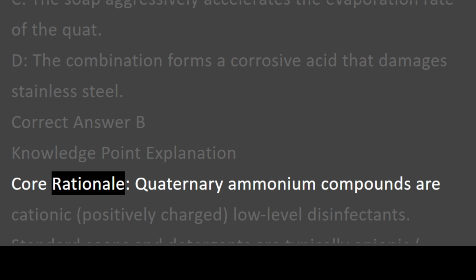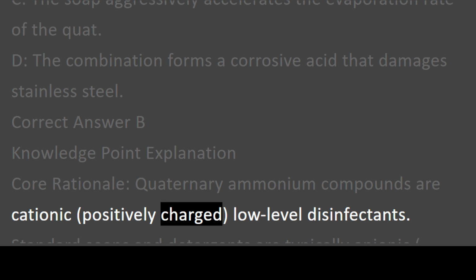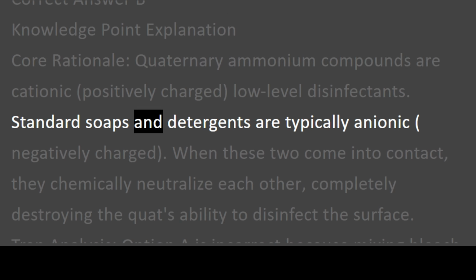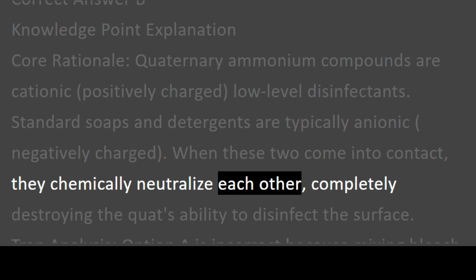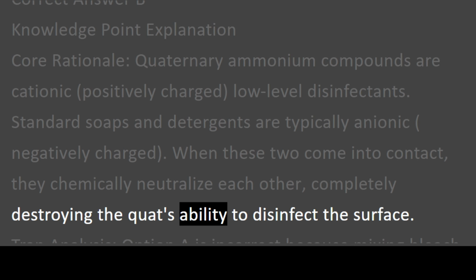Core rationale: quaternary ammonium compounds are cationic, positively charged, low-level disinfectants. Standard soaps and detergents are typically anionic, negatively charged. When these two come into contact, they chemically neutralize each other, completely destroying the QUAT's ability to disinfect the surface.